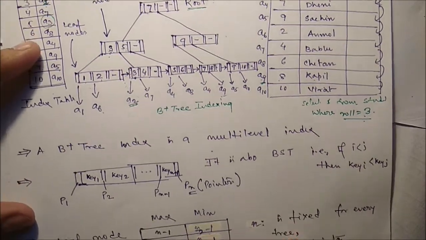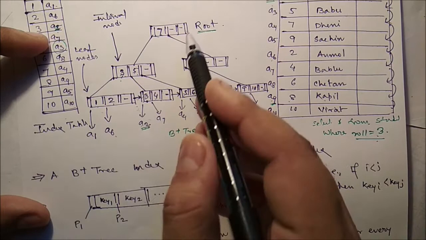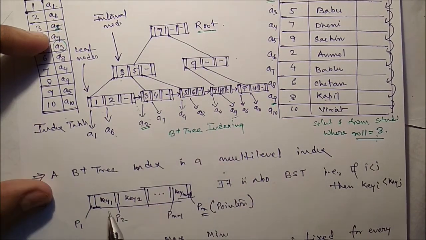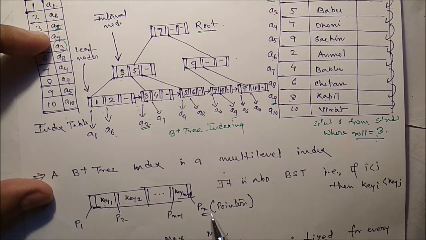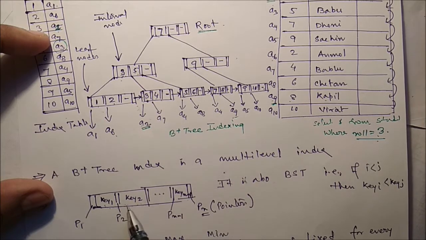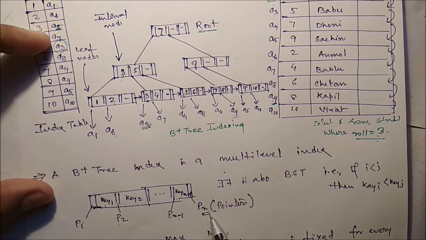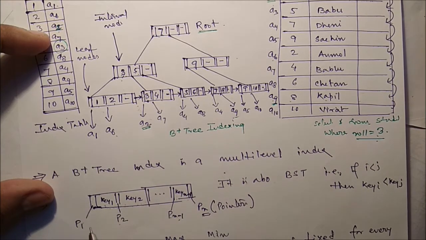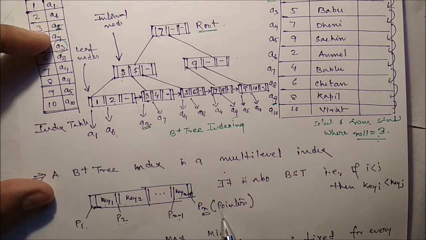If you look at each and every node, you will see keys there: key 1, key 2. These are called keys. Key 1, key 2 up to key n minus 1 are there, and here the pointers are there. The pointer of key 1 is p1, the pointer of key 2 is p2, and similarly the pointer of key n minus 1 is pn minus 1, and then pn. So key 1, key 2 are the keys, and p1, p2 are the pointers.